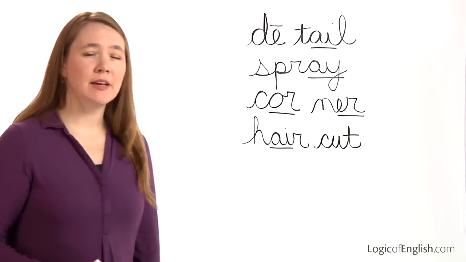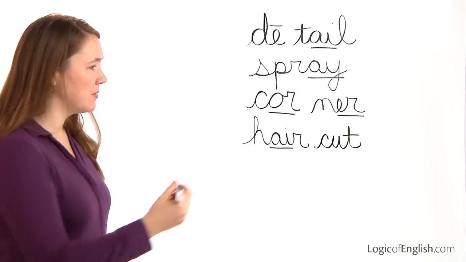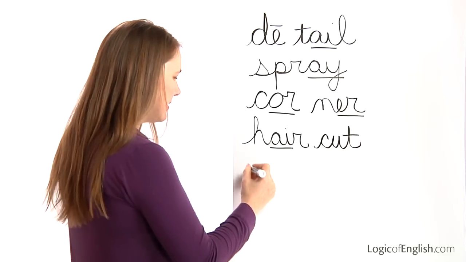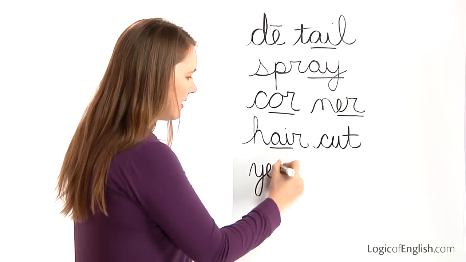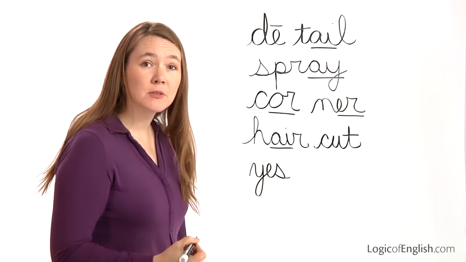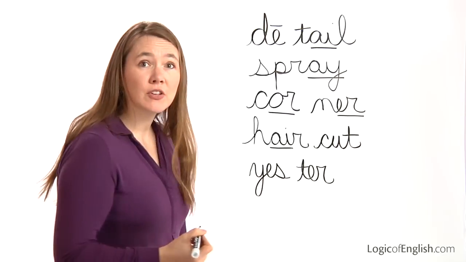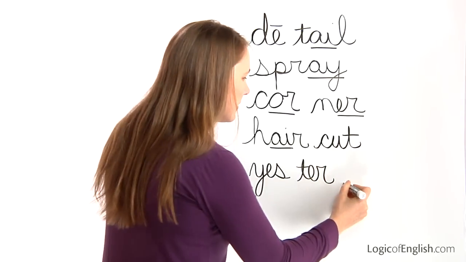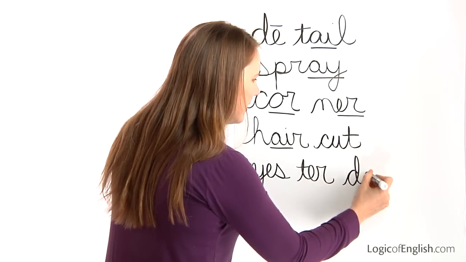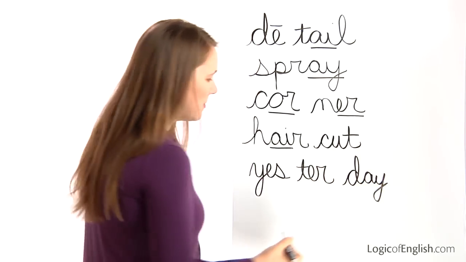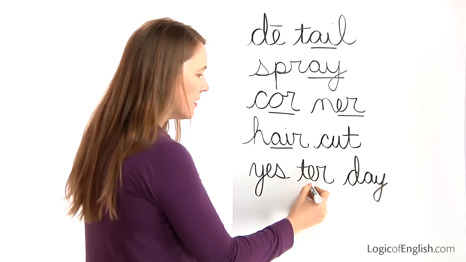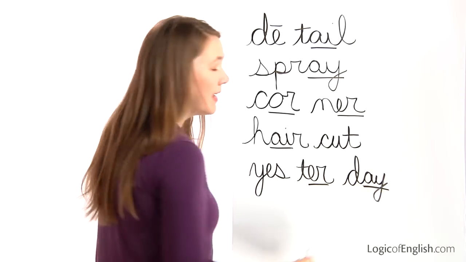And now help me to sound it out. Be sure you're sounding it out with me. The first syllable is yes, Y-E-S. The second syllable is ter. And the third syllable is day, D-A-Y. And how will we mark it? We'll underline the E and we'll underline the A-Y.